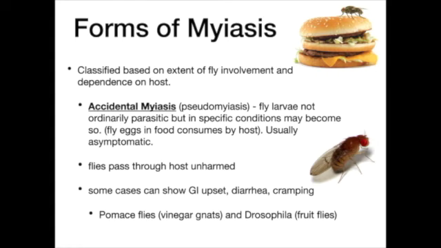Two flies that are highly associated with this are the Drosophila, which are common fruit flies. That's this guy down here. We also see this with vinegar gnats or pomace flies, and they're oftentimes surrounding food areas. So you see a lot of flies surrounding food, particularly the Drosophila. They're notorious for this, the common fruit flies. You want to be careful about the food that you're consuming.